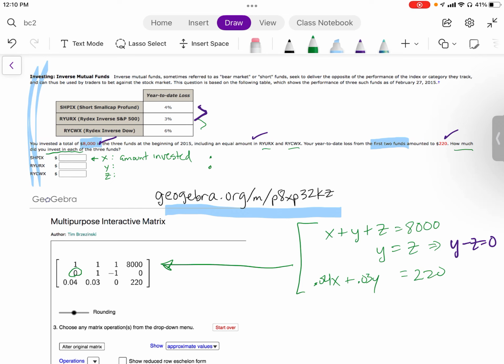So the respective matrix, looking at the first equation, we have 1, 1, 1, 8,000. The next one, we're using what I did in purple over here because that's in matrix form. This is an equation, but I want that form. So I had 0 for x, 1, negative 1, 0. Right? And the last one, we take the coefficients, 0.04, 0.03, 0 for z, 220. Okay.